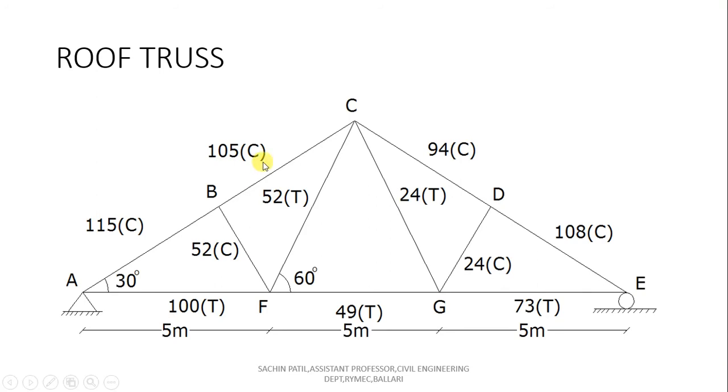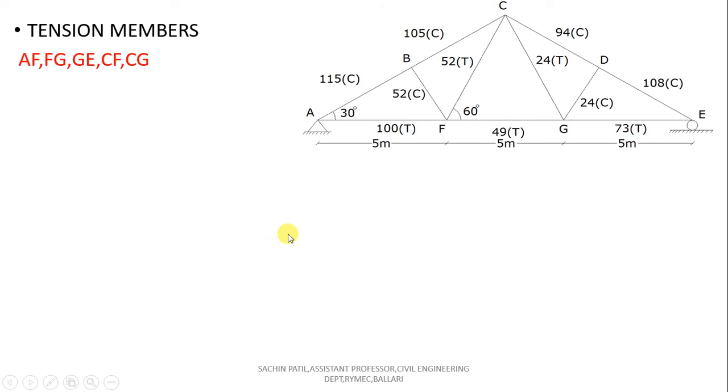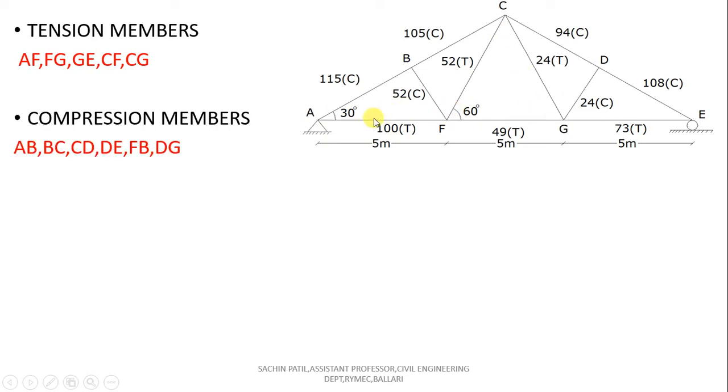So let's take an example of a roof truss. This is a line diagram of a roof truss. You can see it comprises both tension as well as compression members. These are the tension members: AF, FG, GE, FC and GC. And these are the compression members: AB, BC, CD, DE, FB and GD.